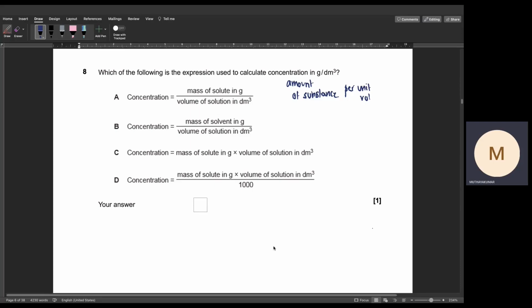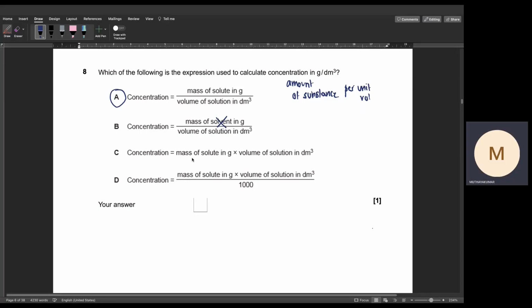So if we look at the expressions given to us, A, the mass of solute in grams divided by the volume of solution in decimeter cubed. This is a correct definition because the mass of solute, i.e. the substance being dissolved to form the solution, is divided by the volume of solution in the correct units, decimeters cubed. So A is our correct answer. Let's look at why the others are incorrect. B looks very similar, but it says mass of solvent, which is not true. We're looking at the amount of substance dissolved in a unit volume.